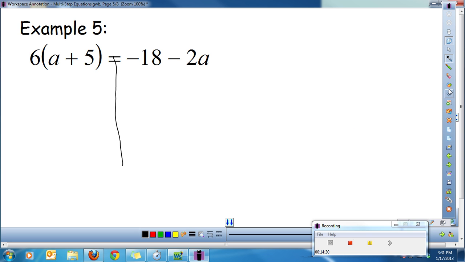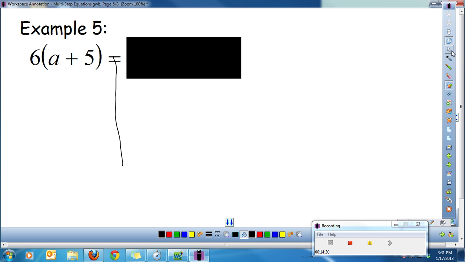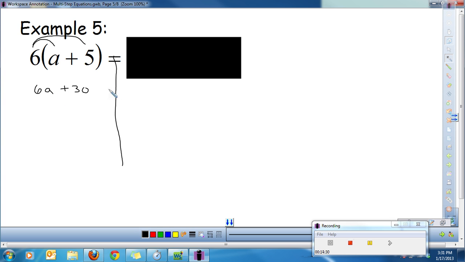Remember, the first thing you should do is ask yourself, are both sides simplified? So look at the left-hand side. Is this side simplified? No, I see distributing. I can do this 6 times a, and 6 times 5. So let's do that. 6 times a is 6a. 6 times a positive 5 is a positive 30.